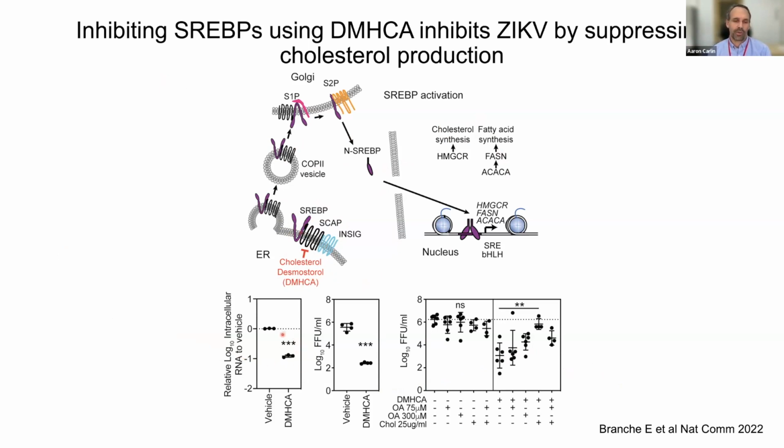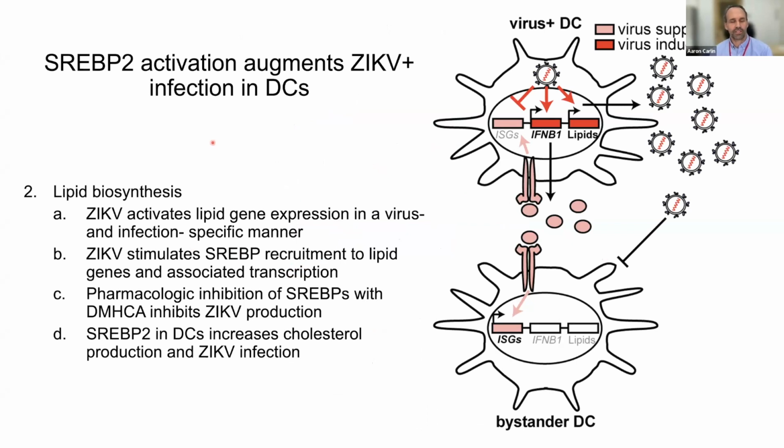And we found that the addition of DMHCA decreased intracellular viral RNA by about 10-fold, but it decreased the release of infectious virions by between 1,000 and 10,000-fold in infected DCs. And so it really potently inhibited the production and release of infectious virions. Furthermore, using add-back experiments, we found that the addition of cholesterol back to DMHCA-treated DCs could rescue that phenotype, suggesting that DMHCA was inhibiting Zika virus by blocking SREBP's ability to make cholesterol. And so that is the take home from this part of the talk.